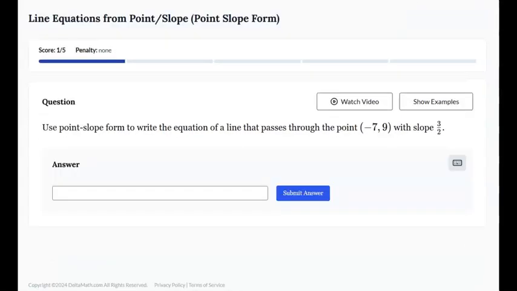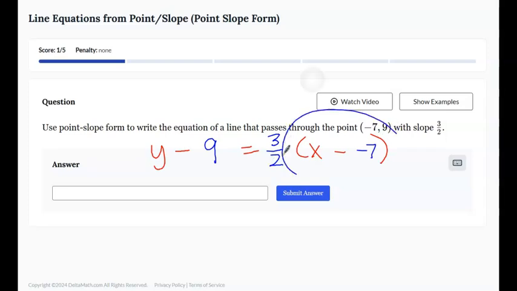Here's another example. Again, I'm going to write the point-slope formula and erase and replace the appropriate variable. This time, x1 is -7. Notice that the formula has its own minus sign and 7 has its own negative sign. So there will actually be two negatives in a row here. I'm going to erase and replace y with a 9 and erase and replace m with a 3/2.